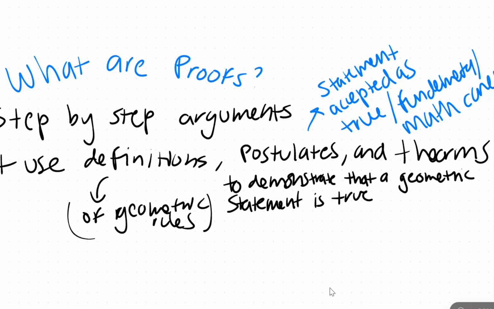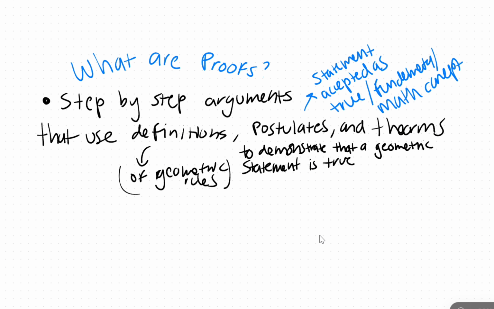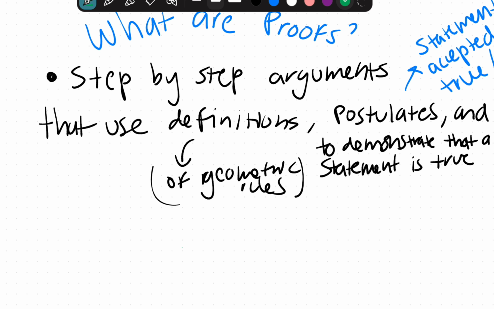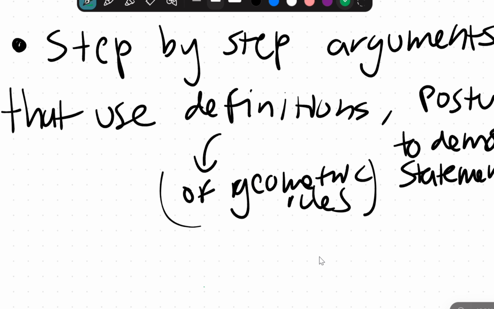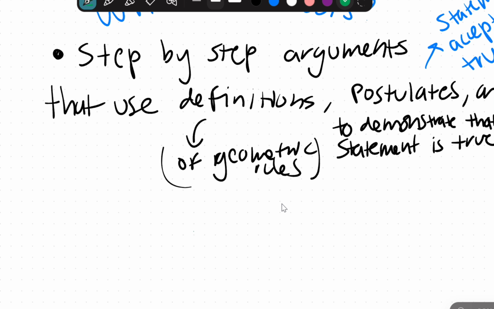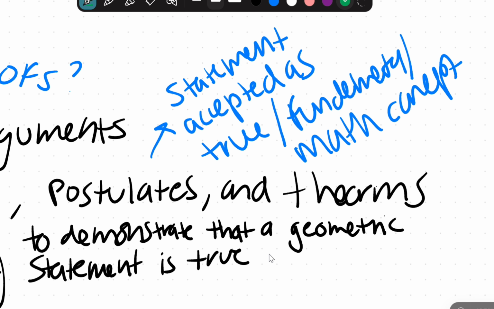So firstly, what exactly are proofs? Proofs are step-by-step arguments that use definitions, postulates, and theorems to demonstrate that a geometric statement is true. By definitions, we just mean geometric rules. For example, if you know CP, the definition of that. We also have postulates, which are statements that are accepted to be true, fundamental math concepts. For example, if we bisect a line through its midpoint, each side of the bisector is going to be even.